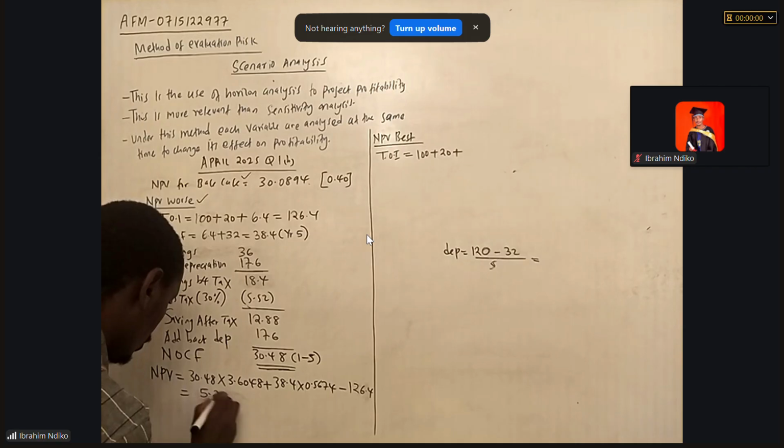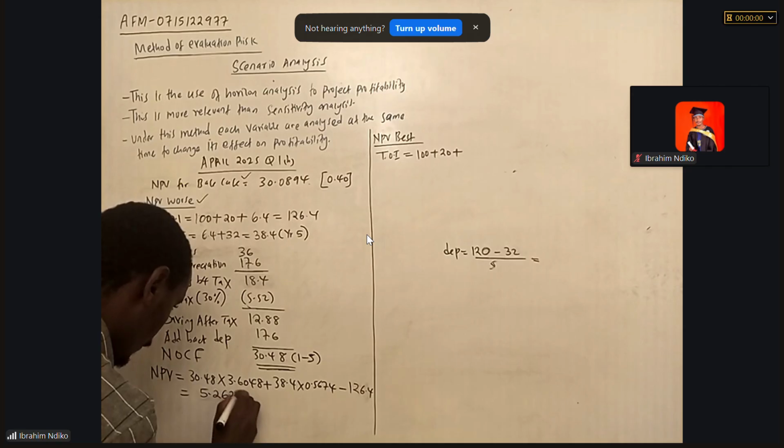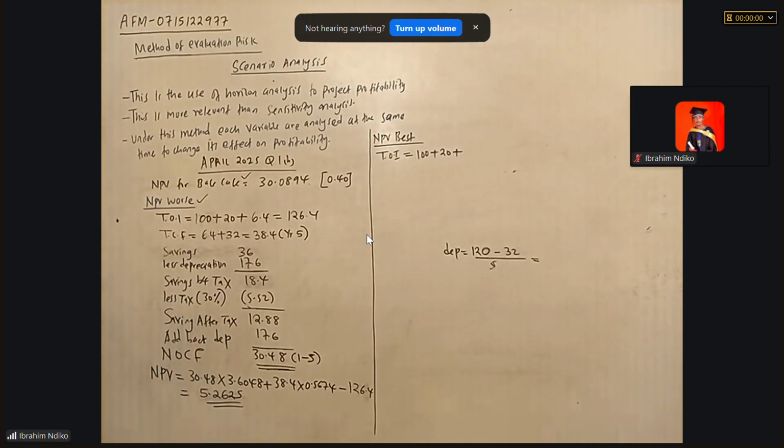So 5.2625. So si umeona vile tumefanya? Si umeona hadi hapo? Tuko sawa? Yes. Sawa. So let us go to the next NPV for the best.